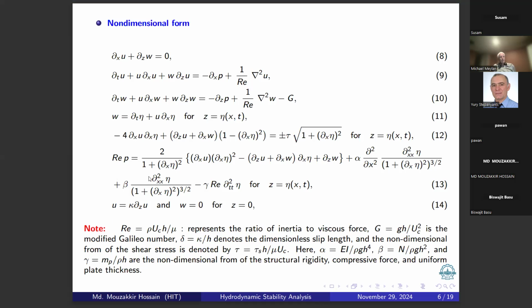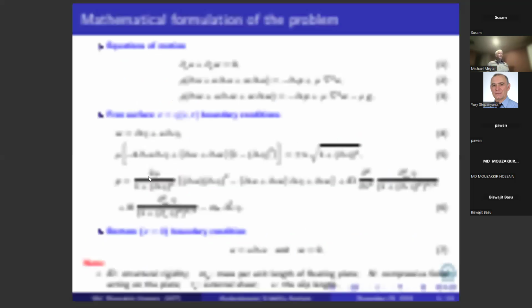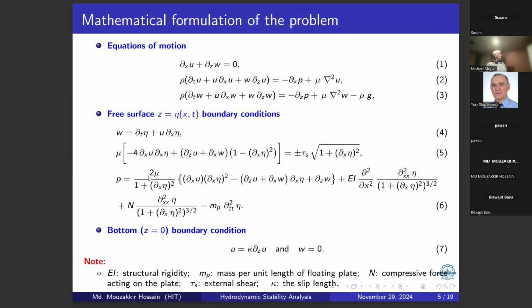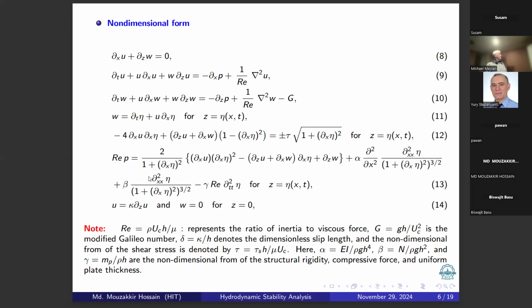So this is a non-dimensional form. Basically, we have reduced these governing equations to the non-dimensional form to reduce the complexity of the nonlinear differential equation. And by doing this non-dimensionalization, we can get the flow parameters by which it will be easy to characterize the fluid flow, that means the instability of the fluid flow. So this is the non-dimensional form, equations 8 to 14.